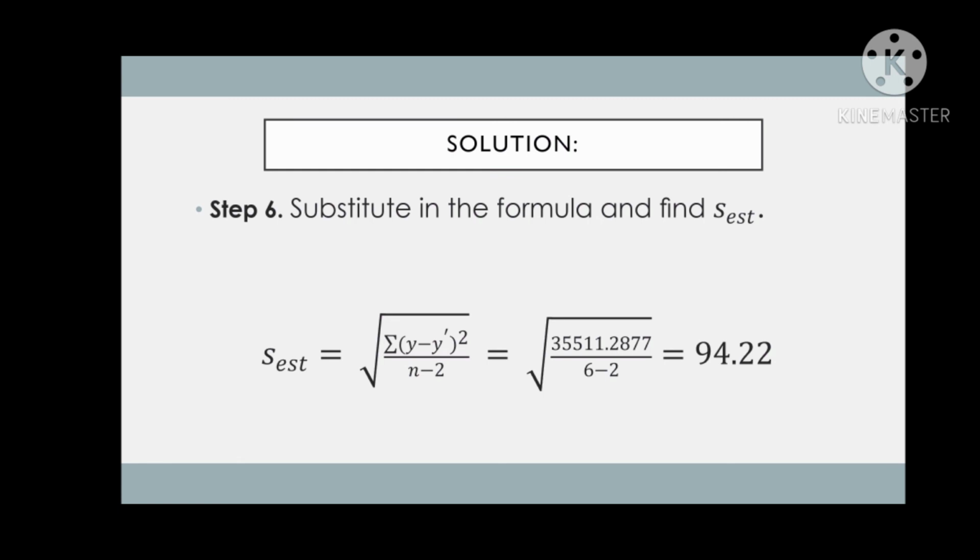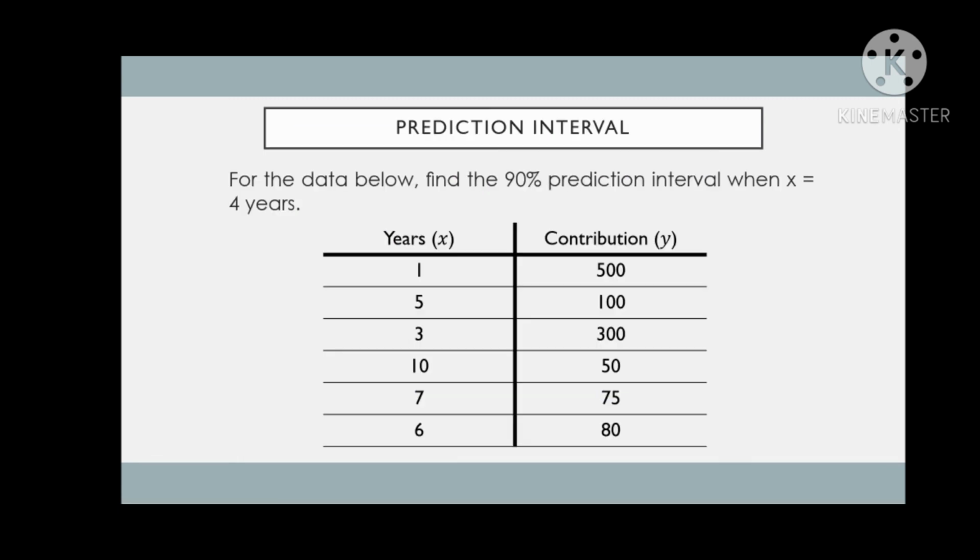Step 6. Substitute in the formula and find the standard error of the estimate. S sub est equals the square root of the summation of (y minus y prime) squared all over n minus 2, equals the square root of 35,511.2877 over 6 minus 2, which equals 94.22. Our standard error of the estimate in the given example is 94.22. Now let's solve for the prediction interval.